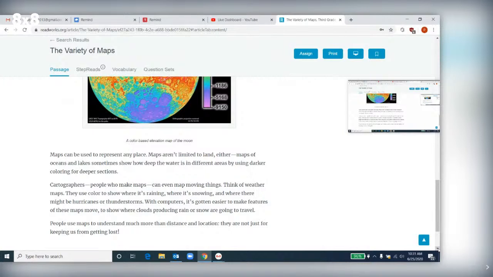Think of weather maps. They use color to show where it's raining, where it's snowing, and where there might be hurricanes or thunderstorms. With computers, it's gotten easier to make features of these maps move to show where clouds producing rain or snow are going to travel. People use maps to understand much more than distance and location. They're not just for keeping us from getting lost.